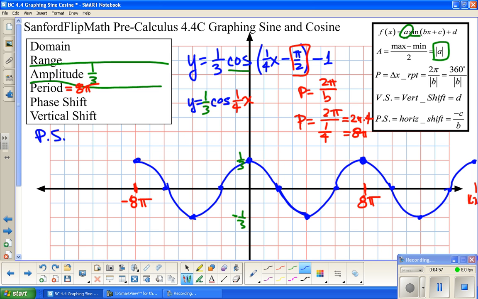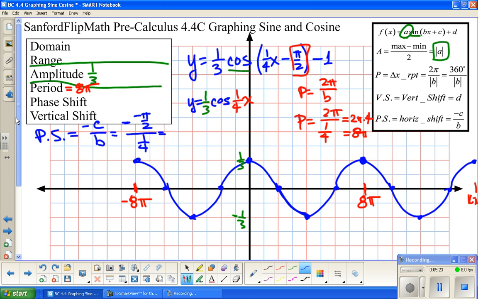Phase shift is the opposite of c. Sorry, my math teacher's tuning in and just yelled at me, "Don't say negative." Opposite of c. Okay, so the opposite of negative pi over 2, over b. Well, b is the 1/4. Well, this just looks like fractions in a can. This is just nasty. It's right up there with spam.